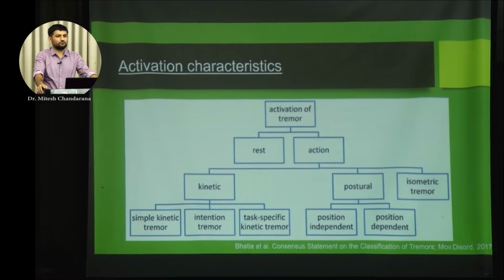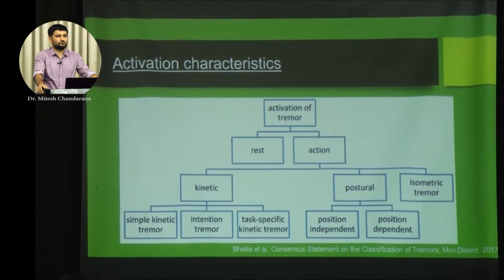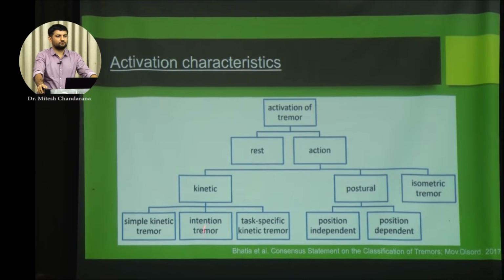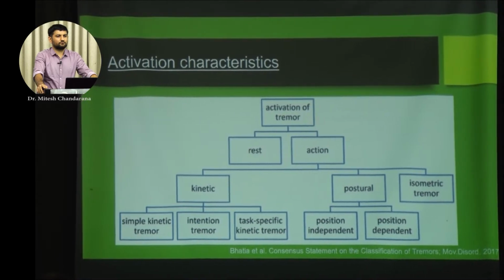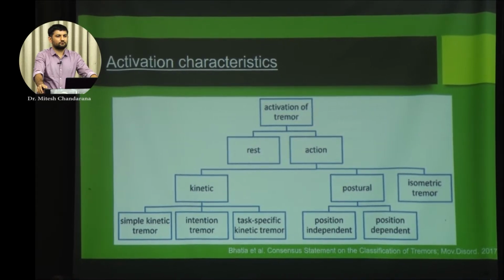Action tremor can then be subdivided into three types: kinetic, postural, and isometric. Kinetic tremor can be simple kinetic tremor, which is present during the whole action, or only while reaching the goal object, that is intention tremor, or particularly during specific tasks, then it is task-specific kinetic tremor. Postural tremor can be position-dependent or position-independent, and isometric tremor is when tremor appears against a stationary object, like while making a fist.